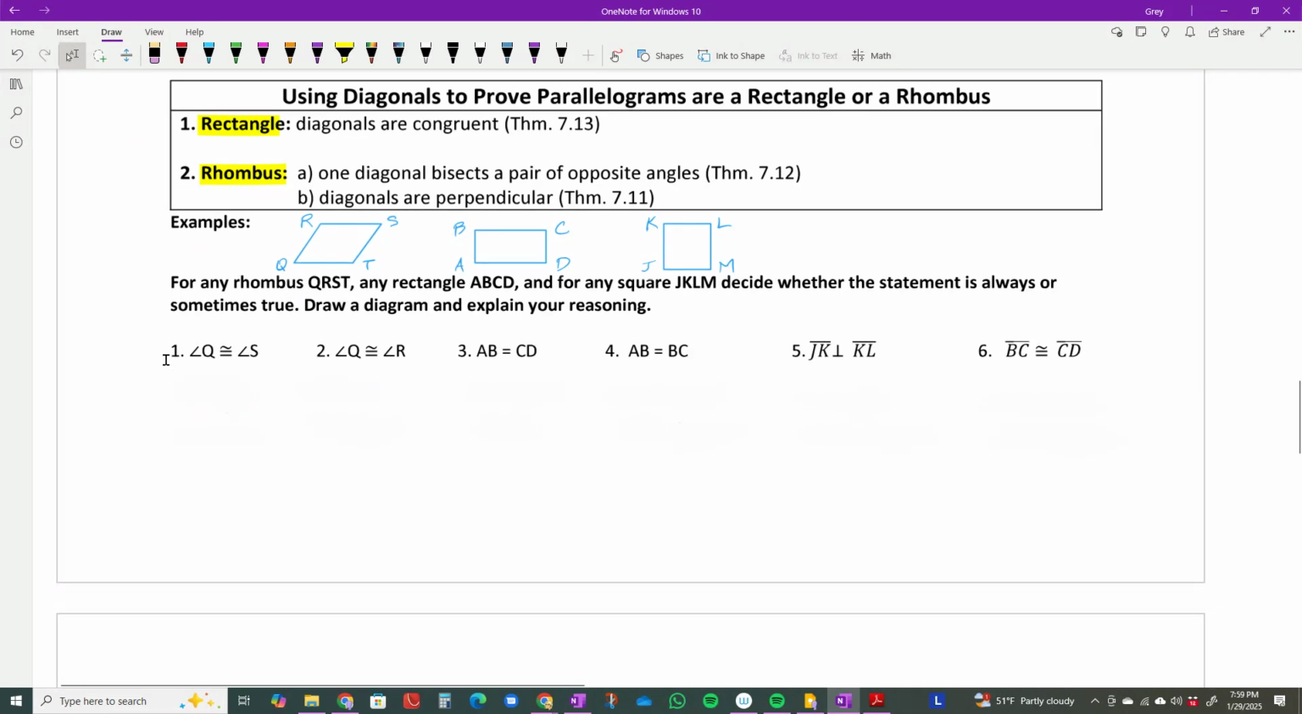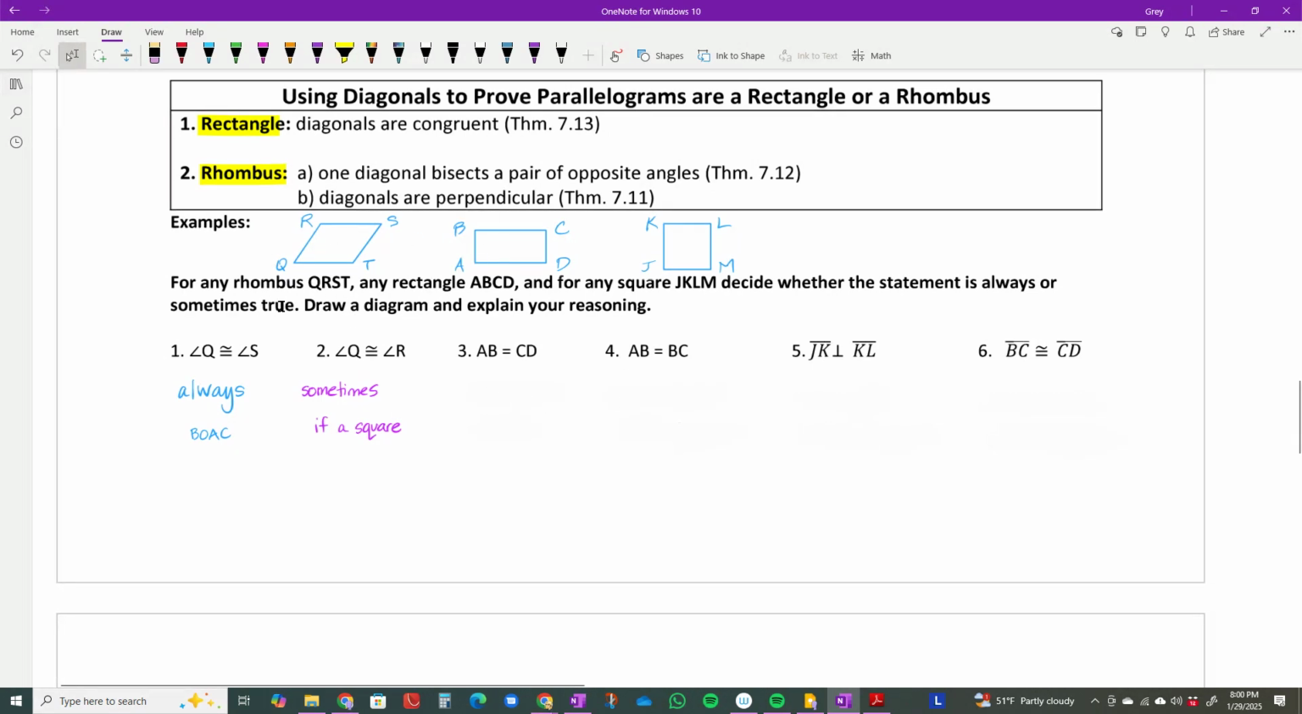Okay, so on this first one, is angle Q always or sometimes congruent to angle S? Well, I hope y'all said always, because it is a parallelogram, and we know that both opposite angles are always congruent in a parallelogram. Angle Q and angle R, are they always congruent or sometimes congruent? Well, we know they're not always congruent in a parallelogram, but they are sometimes congruent if I have a square, because then they would all be 90. Actually, it could be a rectangle too. So sometimes, if it's a square or a rectangle, then they would be the same.